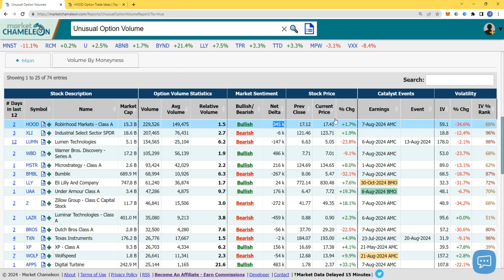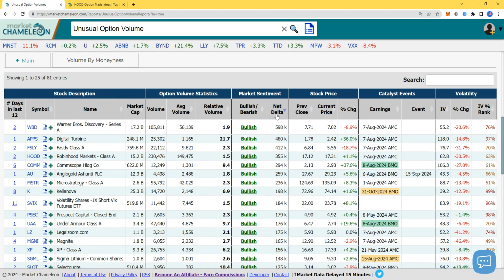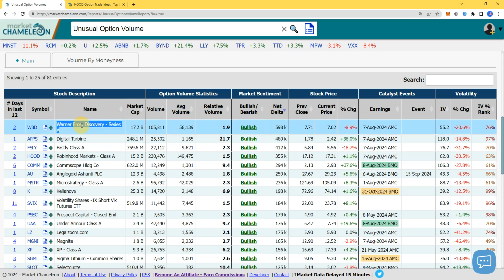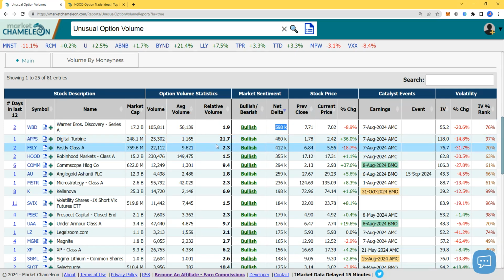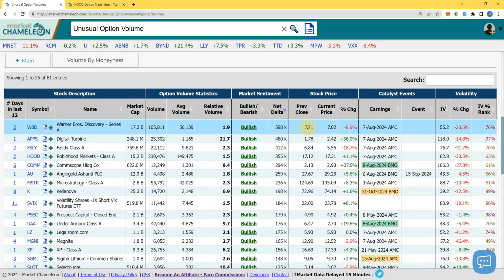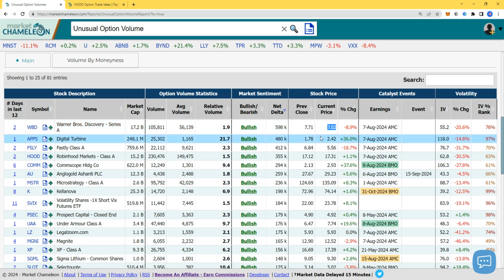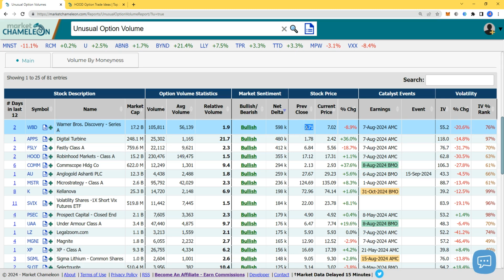Now I want to see, since we're already on this screen, the unusual option value. Let's click on net delta twice. Warner Brothers, they are down 10% today, and the sentiment is bullish. Interesting, so now they went bullish. Good to know. 600,000 positive delta. Previous close 7.70, yeah, down 9%. IV down 20%. That's crazy, but it says bullish. So maybe they're flushing out all the retail.